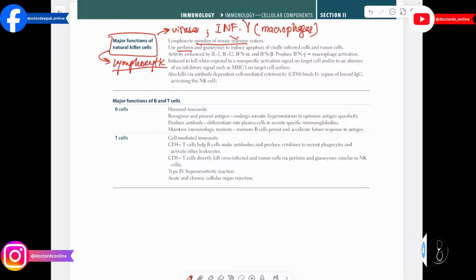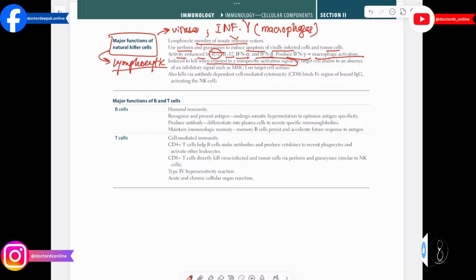It uses perforin and granzyme to induce the apoptosis of virally infected cells and tumor cells. You guys know in apoptosis there will be stimulation where cytochrome C will be released and apoptosis will be done. Its activity is enhanced by interleukin 2, 12, and interferon alpha and beta, and it produces interferon gamma that will activate the macrophages. And it is induced to kill when exposed to non-specific activation signals.